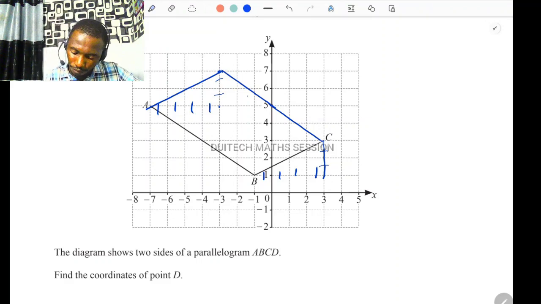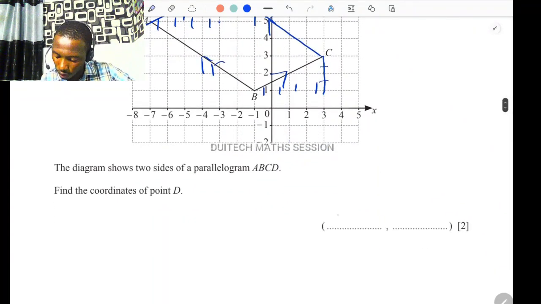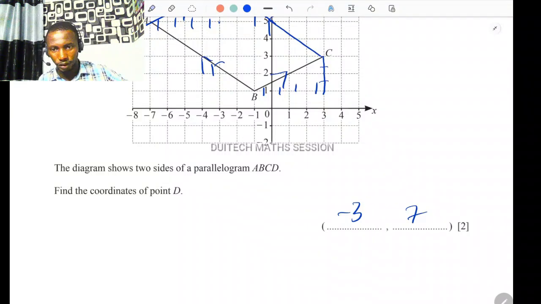So with this now, we have something like this. Of course you can say this is a parallelogram because opposite lines are equal. So what is the point of intersection? So minus 3 and what? 7. That's what you are supposed to supply. So we have minus 3 and 7. That is the answer for that. So you're done with that.